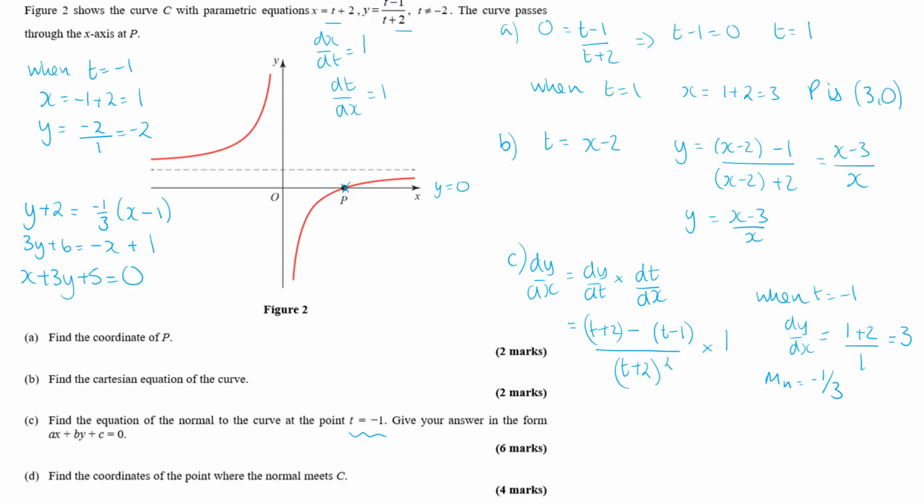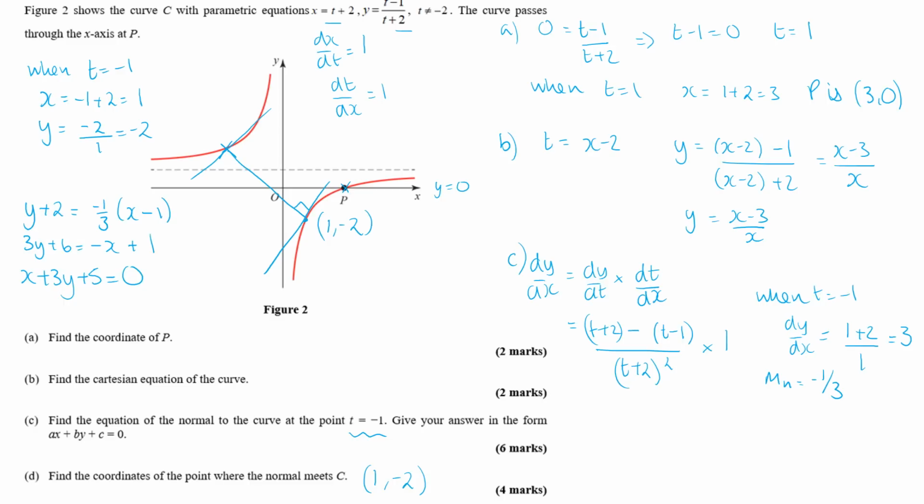6 marks for that. Part D, find the coordinates of the point where the normal meets C. Well, we already know one of the points. It meets C at the point we've just found, which was 1, minus 2. This is here, where the gradient was going to be 3, and we want to find the other place where the curve meets the normal, because the normal is going to be perpendicular to the curve. So this is the point 1, minus 2. We just need to find this other point.